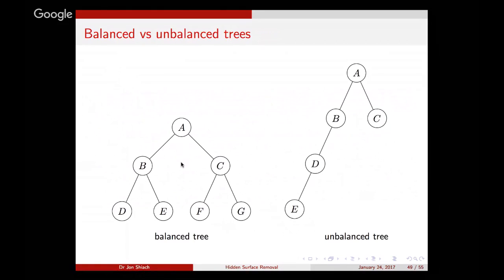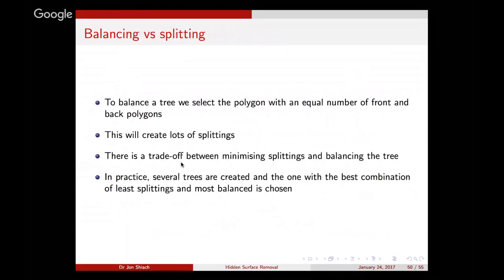Almost finished. I mentioned earlier about balanced and unbalanced trees. Essentially, we mean we've got about the same amount of nodes on both sides. So here's a root node, and it's got 3 nodes on each side. That's a balanced tree. Here's an unbalanced tree, which obviously has more nodes on one side than the other. But the problem is, if we seek to minimize the splittings, we're going to end up with an unbalanced tree.